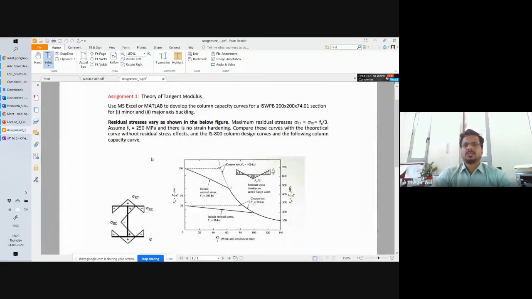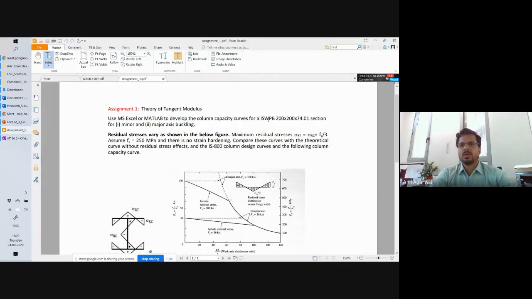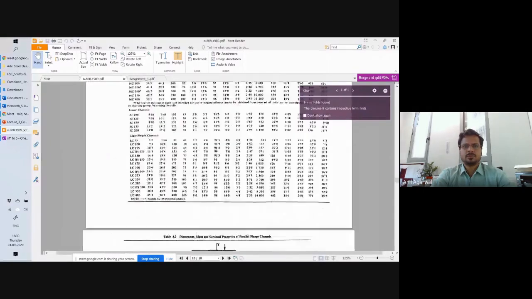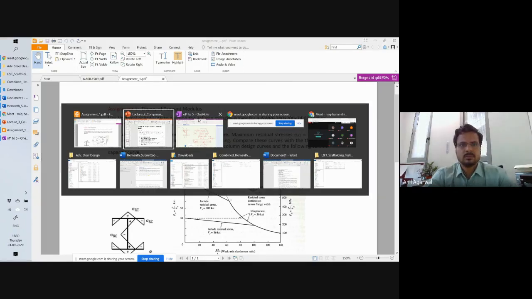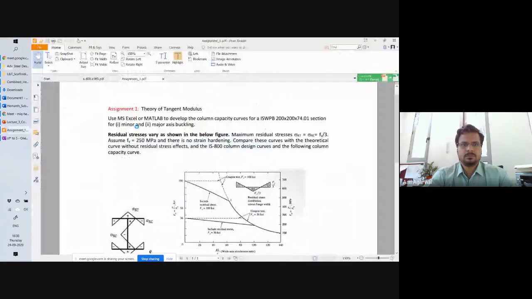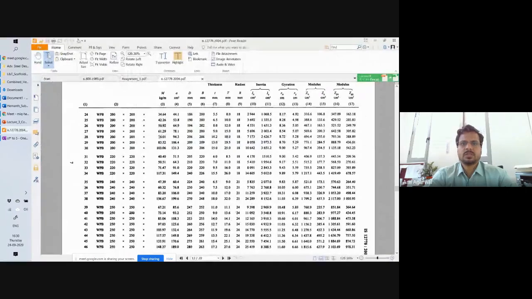Okay. So this is the question I have given you. So you have to take one ISWPB section. Such section definitions are available in IS 808, I believe. No, 808 is not the parallel flange section. I have the IS code in my first lecture notes. You can find the IS code that has the definitions of parallel flange sections. It is a wide flange parallel flange section, 200 by 74.01 section.